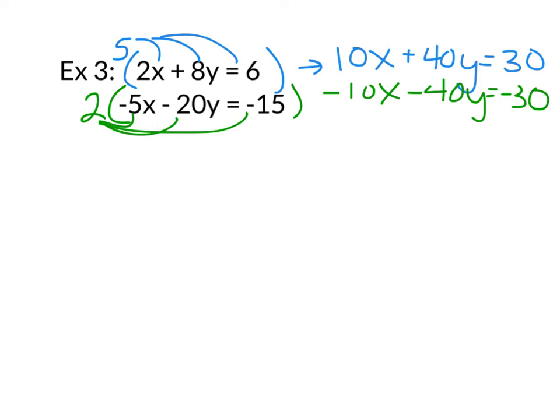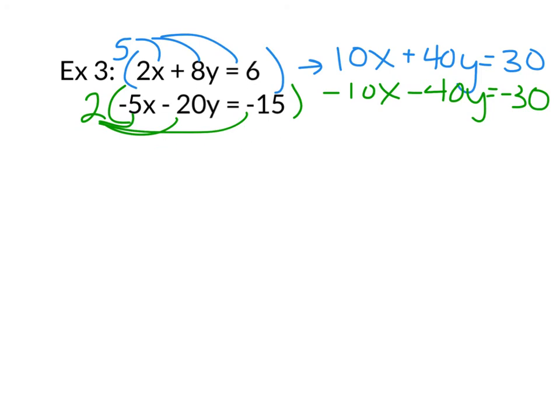So my goal was to get rid of the x's. So I took what was on the bottom, the 5, and I multiplied it on top. And I took what was on the top, the 2, and multiplied it on the bottom. And I made sure that one of my variables would come out as a positive and one would come out as a negative. So the top came out as a positive 10x, the bottom came out as a negative 10x.